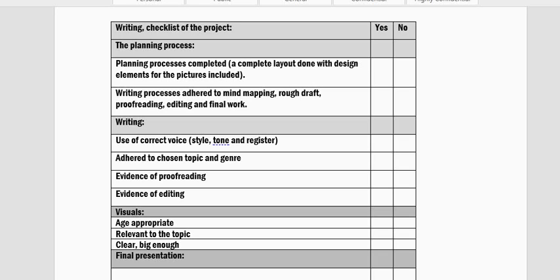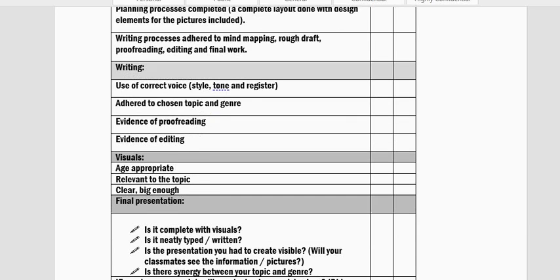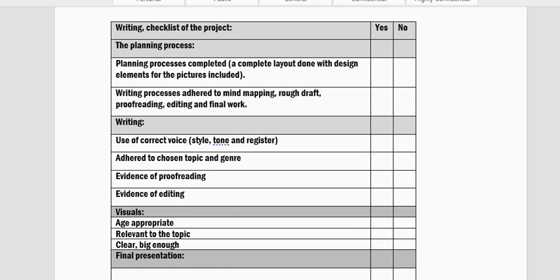This is a basic checklist for writing. It includes the planning process, the writing, the visuals, and then the final presentation. You may alter this. Remember these documents are in Word. Change it, alter it, and make it more user-friendly. As far as the planning process is concerned, here you can see the first requirement that the learner can tick off. Planning has been completed. I've done a complete layout, and I even indicated where my picture should be placed. You can mark off yes.